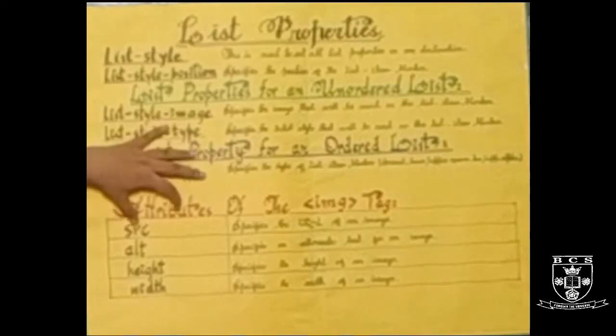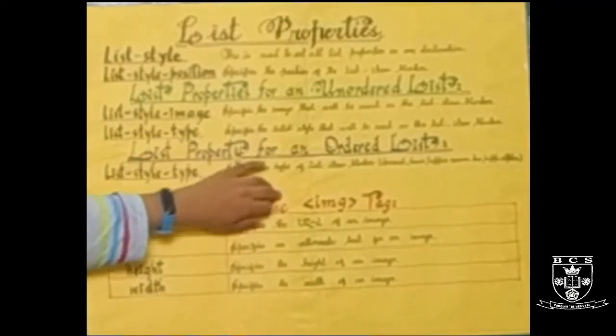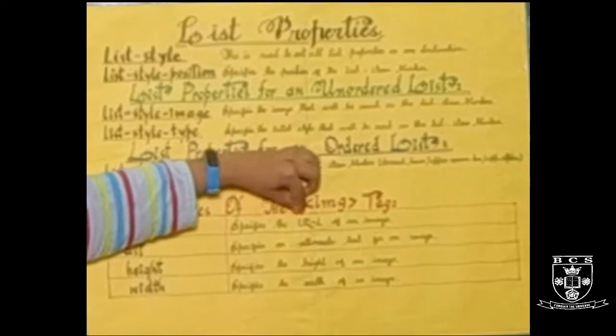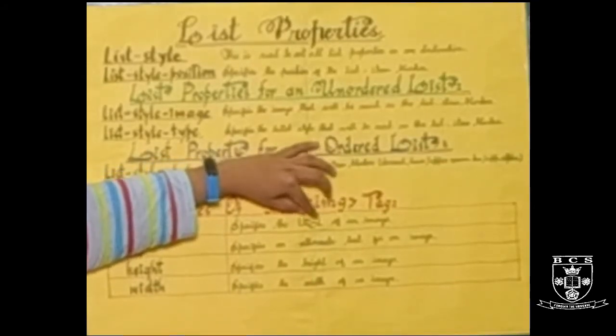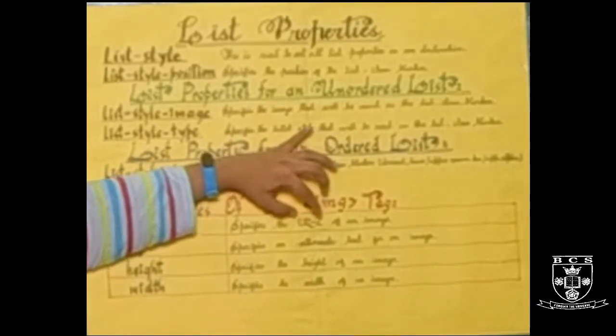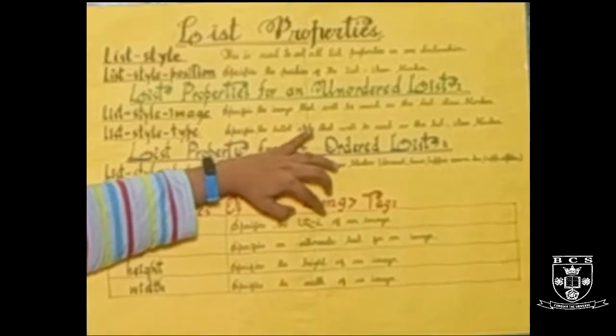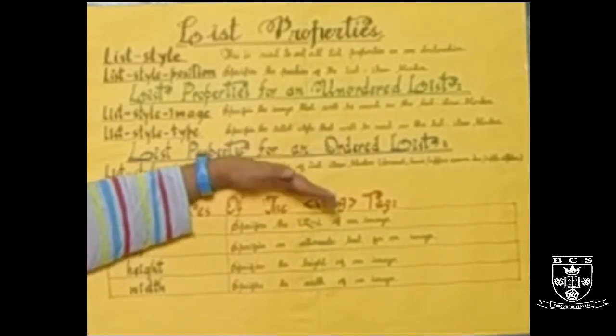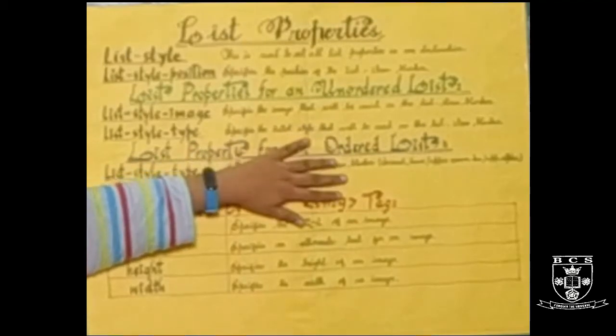With the help of SRC, we specify the URL of an image. URL means Uniform Resource Locator, and with the help of this attribute, we represent the source from where we are copying or taking our image to be inserted in the web page.